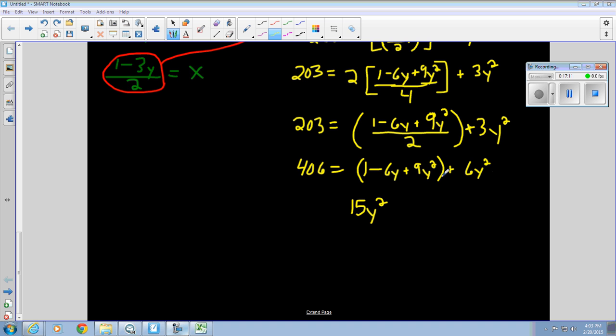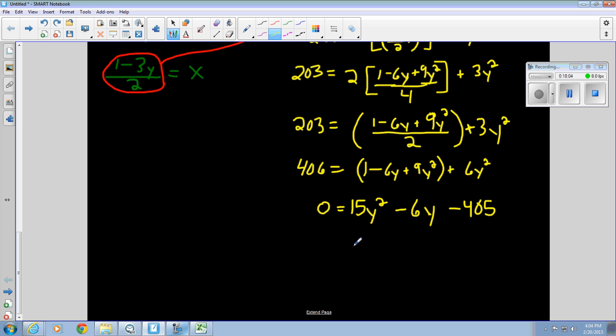Combining your y squared terms, you get positive 15y squared. Subtract the 406 over, and you get a negative 405 when you combine it with the positive 1 and negative 6y. So here we have a quadratic, and we're going to use the quadratic formula to solve for it, because I'm not going to go through and try to find common denominators or common factors to figure out what y is equal to. I'm just going to plug it into the quadratic formula and solve for y. And when you plug that into the quadratic formula, I'm not going to show you that here because you should know how to do that.